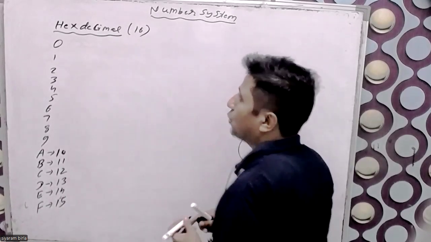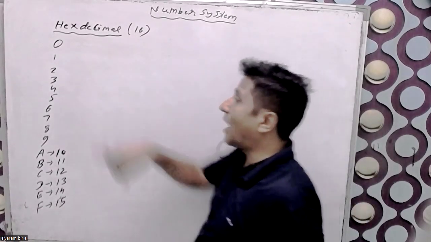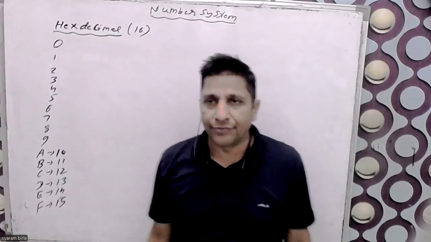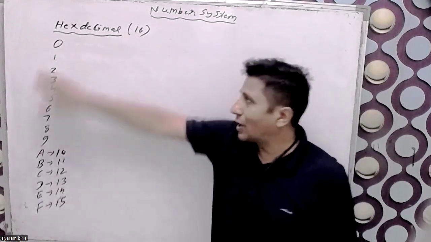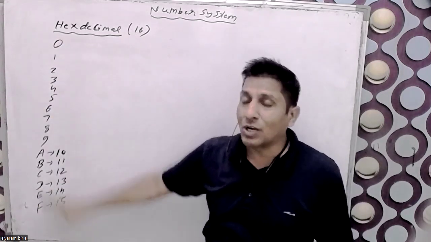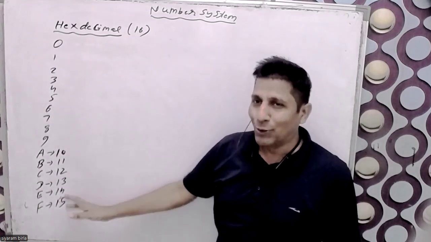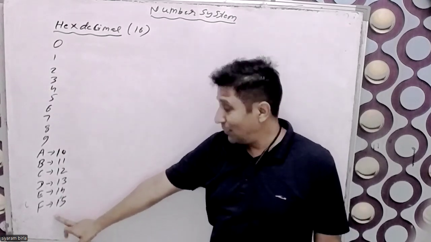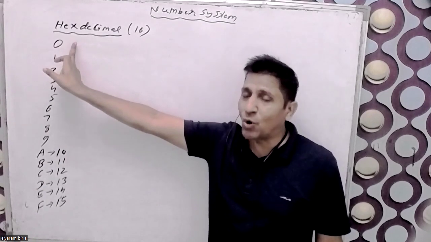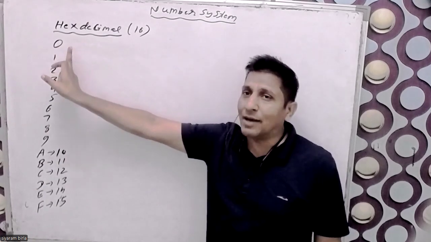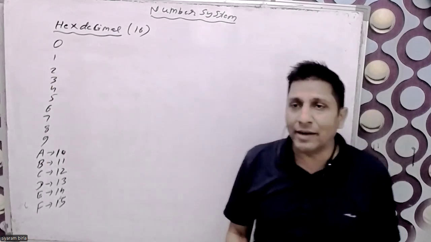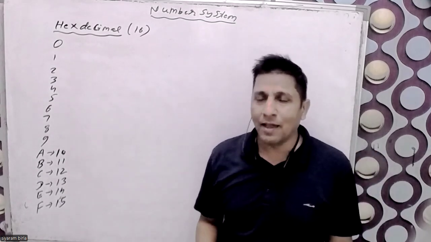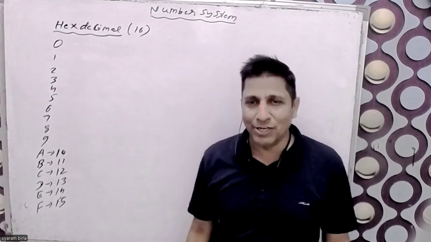15 in decimal. So in the hexadecimal, the digits start from 0 and end at F. F means 15. So it started from 0, and if I'm counting the total numbers, 0 to 15 means the total is 16. So the total numbers are 16. Yeah.